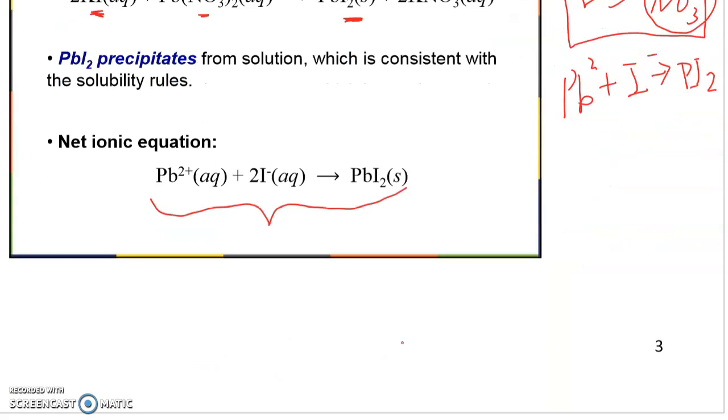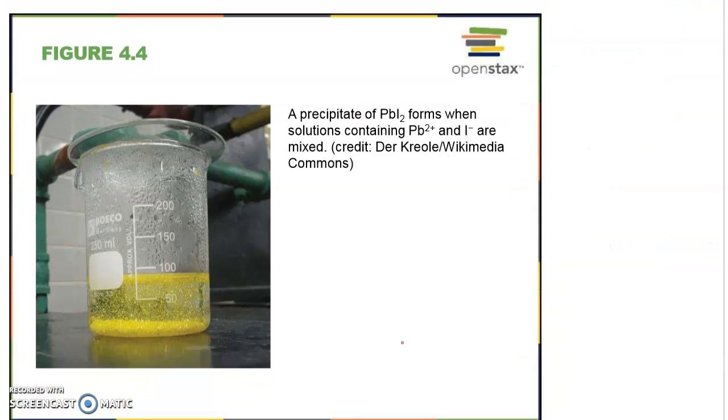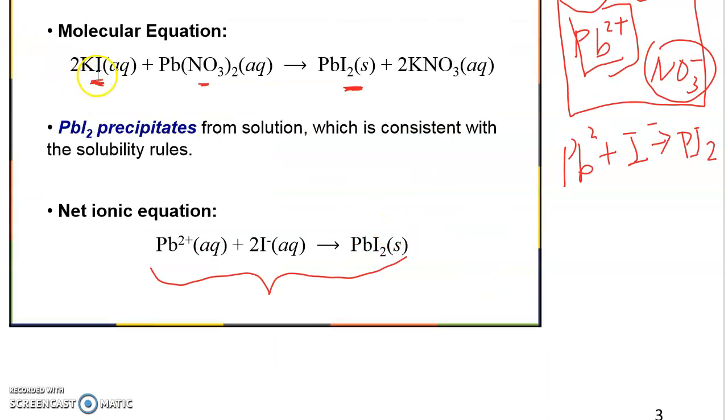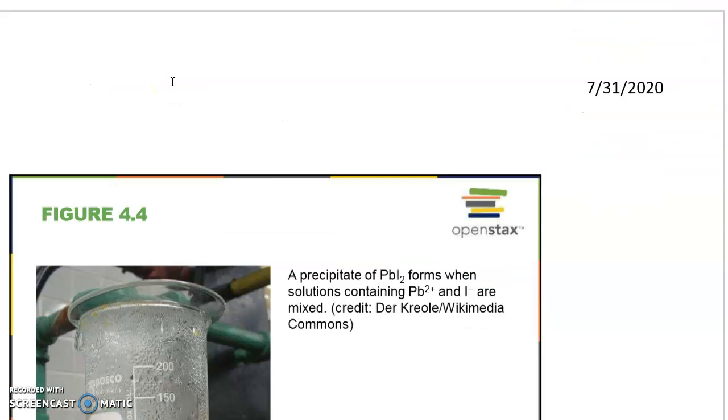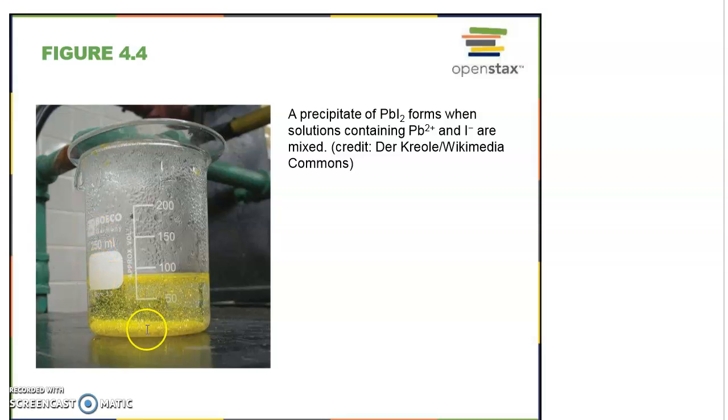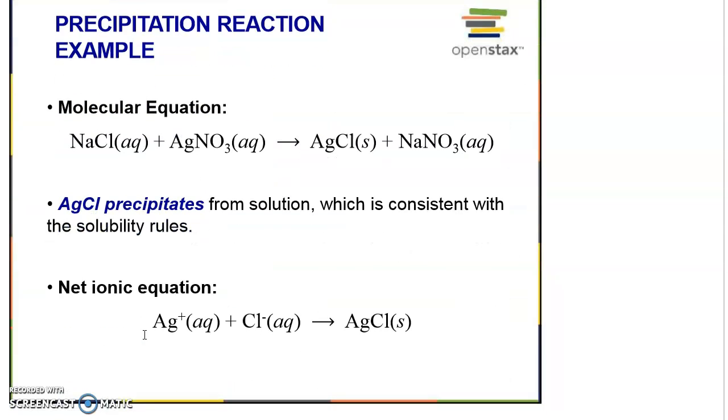Okay, let's look at another example. Well, before that, let's look at this. Over here, potassium iodide is a clear solution. Lead nitrate, also a clear solution. When you combine them, look at what happened. The yellow solid precipitates out from the clear solution.